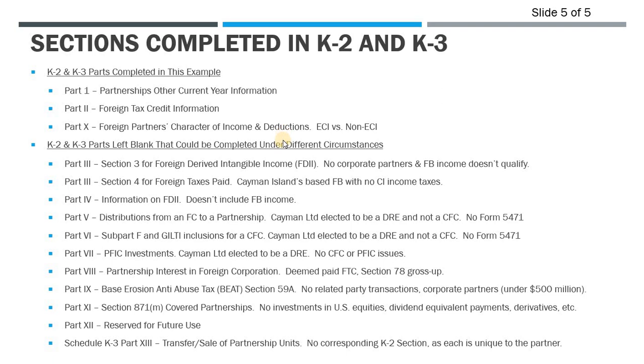Now, here are the parts that did not make the cut given our facts and circumstances, and I want to briefly talk about each one and show you why we're crossing it off the list. Okay, so the first part that didn't make the cut here is Part 3, Sections 3 and 4. Right, so Part 3, Section 3, FDII, so Foreign Derived Intangible Income.